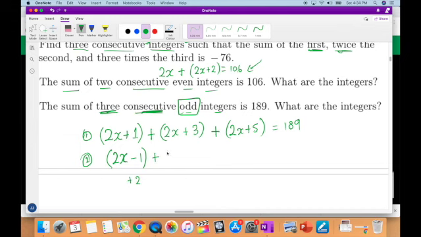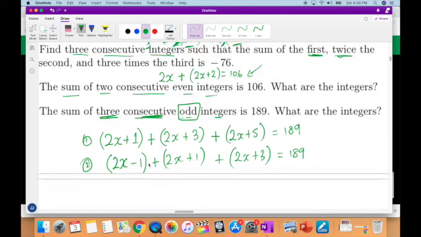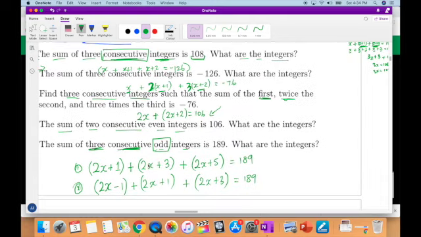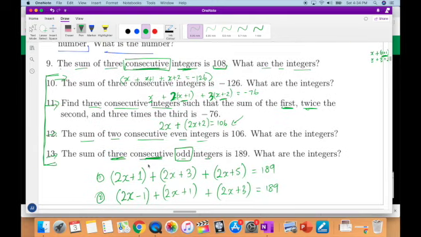So the next one is going to be 2x, and then the minus 1 plus 2 is plus 1. And then I add 2 to this one, and I'm going to get 2x plus 3. And then that is 189. Guess what? If you solve both of them, you will get the same value for x. So does everybody understand how we got these equations? Now do you need me to actually solve these equations, or could you all handle solving it yourselves?